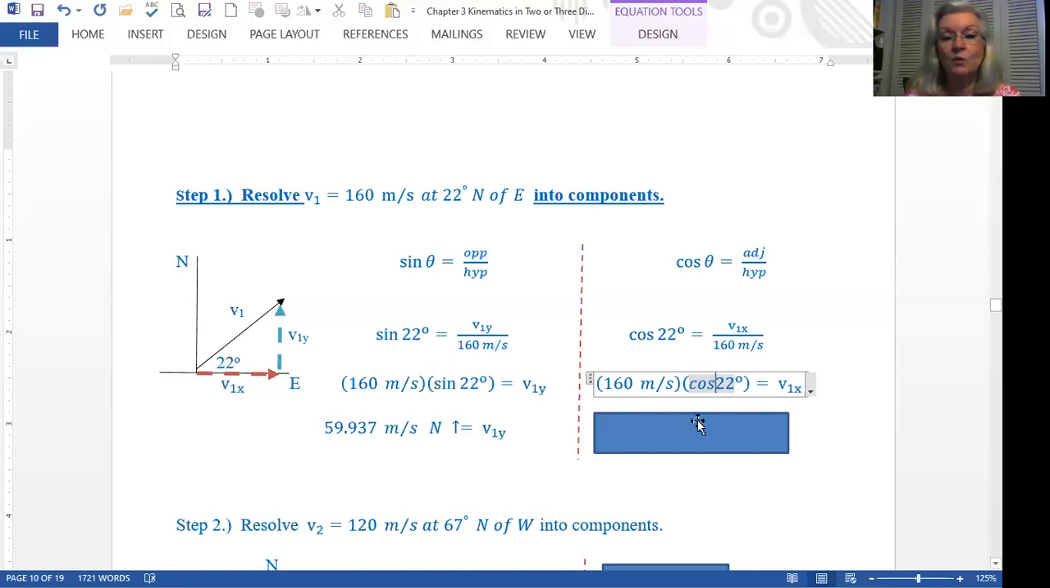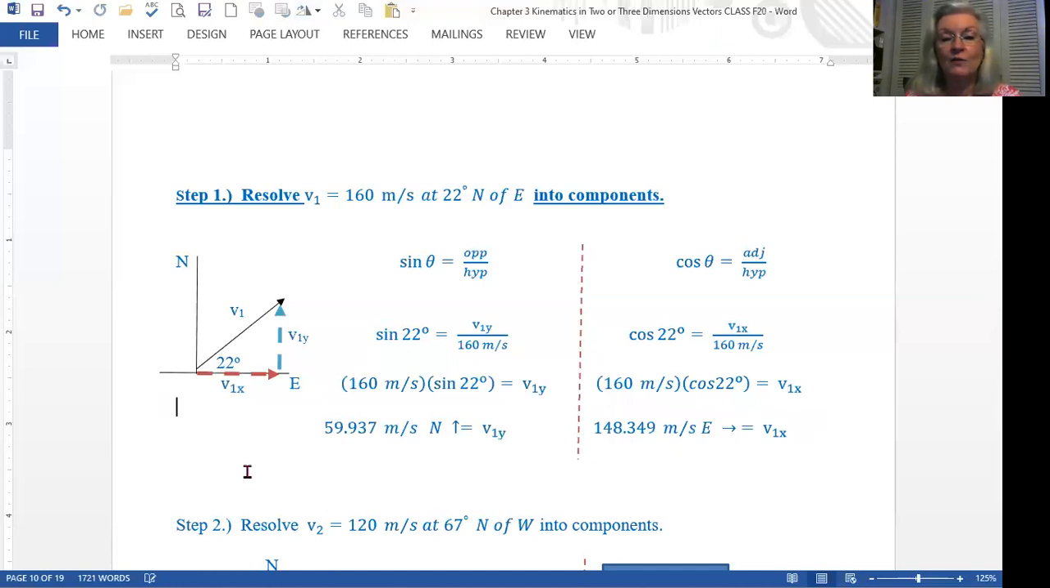So it's the cosine of 22 degrees. I am sorry about that. It's a typo. So 160 meters per second times the cosine of 22 degrees equals V1x. And remember, the 1 and the x are subscripts. So you punch in 160 and then multiply it by cosine 22, hit enter, and you should get 148.349 meters per second. We know it points east because east was part of the direction we were given. And so that's V1x. So we've resolved into components.